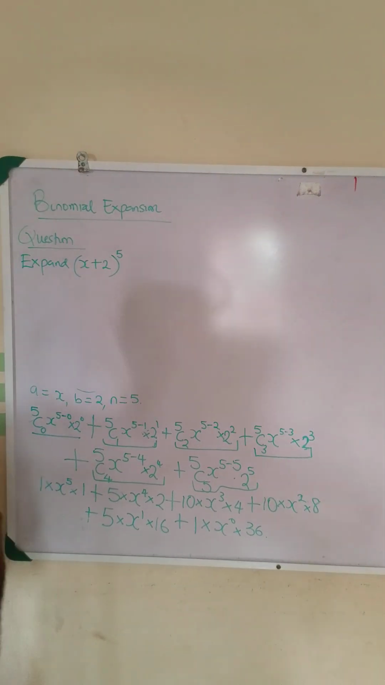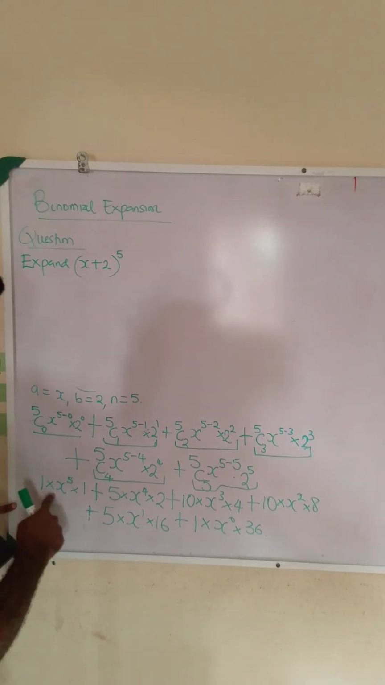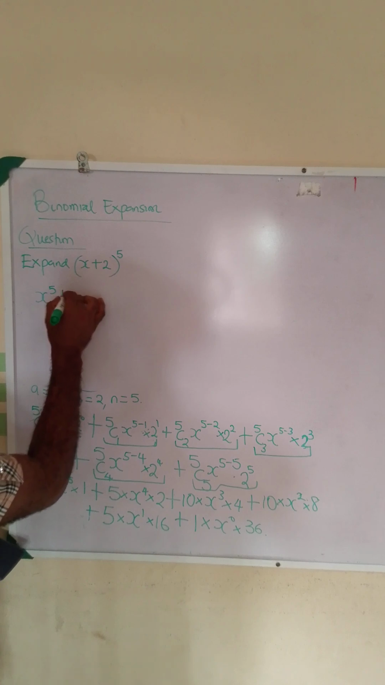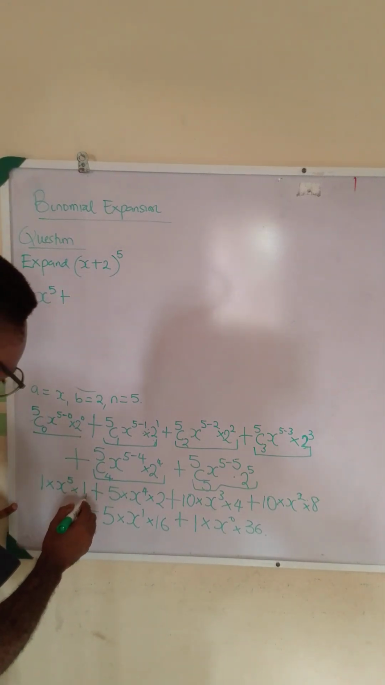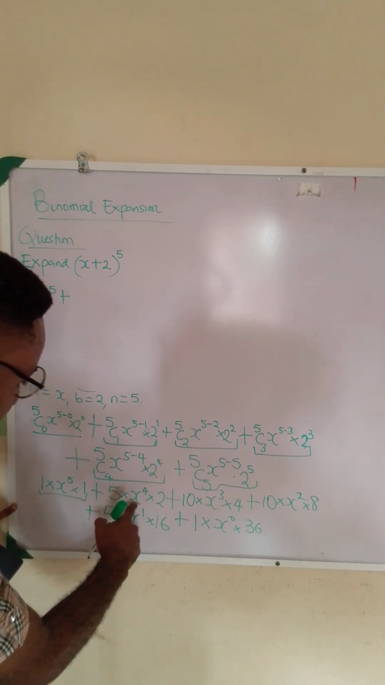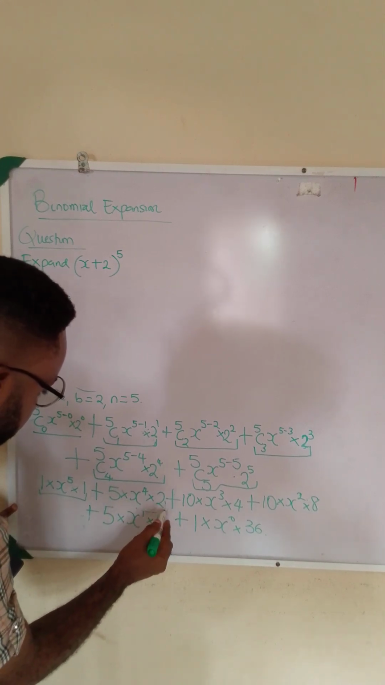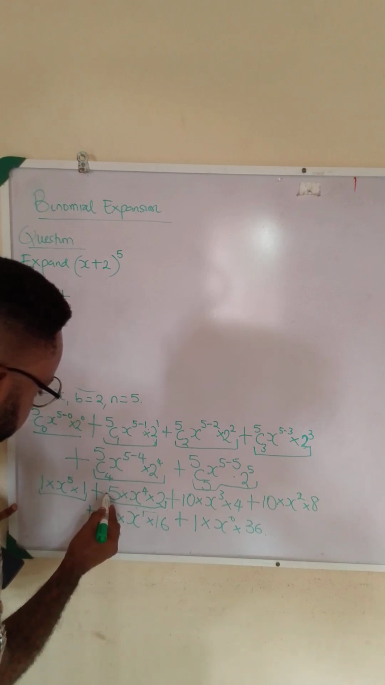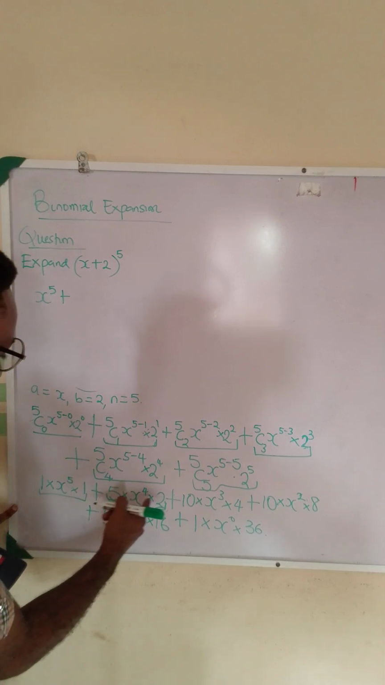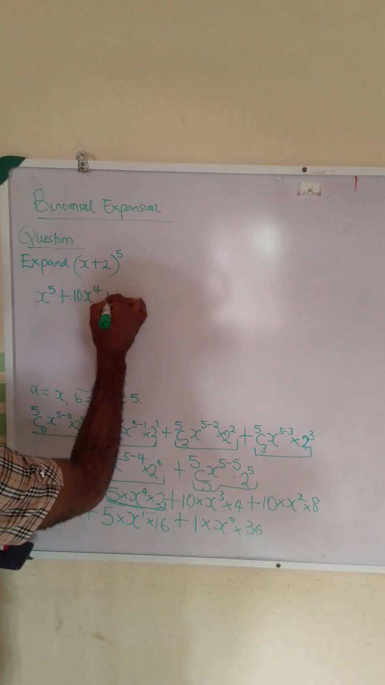So we continue. So from this point now, we say 1 times x raised to power 5 times 1 will give us x raised to power 5 plus, we are done with this one now. Now 5 times x raised to power 4 times 2 will give us 10x. We want to take this now to give us 10x raised to power 4. When we say this times this times this, to give us 10x raised to power 4 plus.